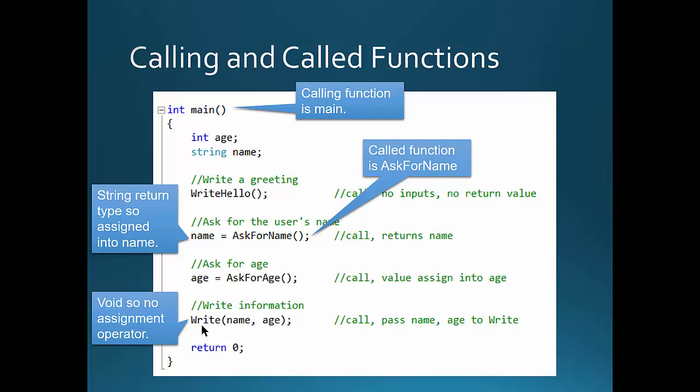And again, since write is a void function, we're not doing any assignment into another variable because it's void. It's just like write hello, which is void. We don't have an assignment operator on the left like we do for ask for age and ask for name.